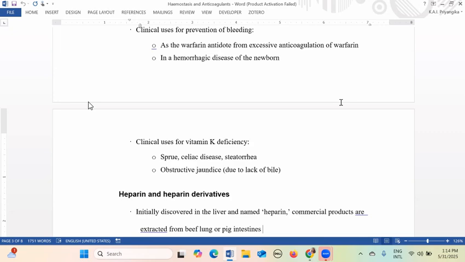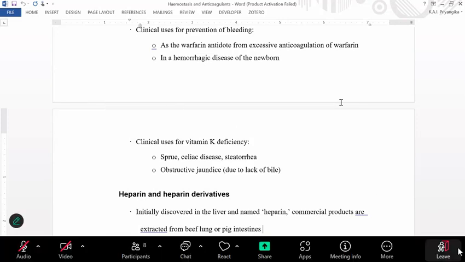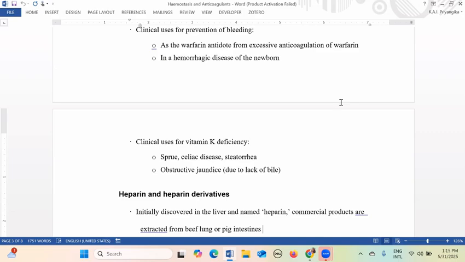If factor 2 is not produced, fibrin will not form and clotting will not happen, right? Factors 7, 10, and 9 are also important in coagulation, and for the synthesis of those factors we need vitamin K. For the synthesis of anticoagulant proteins like protein C and S, we also need vitamin K. That is why vitamin K is important for coagulation. If vitamin K is not there, coagulation will not happen, so we have to have enough vitamin K to make sure coagulation happens.